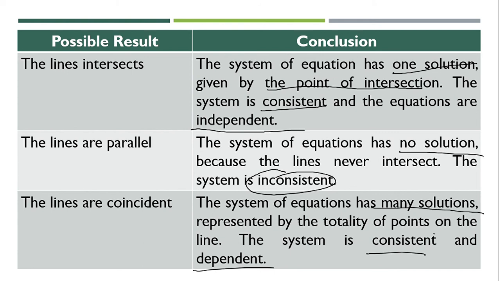Alright, so there are only three possible results when graphing a system of linear equations. First, if the lines intersect, there is one solution. If the lines are parallel, there is no solution. And if the lines are coincident, the system of linear equations has many solutions.